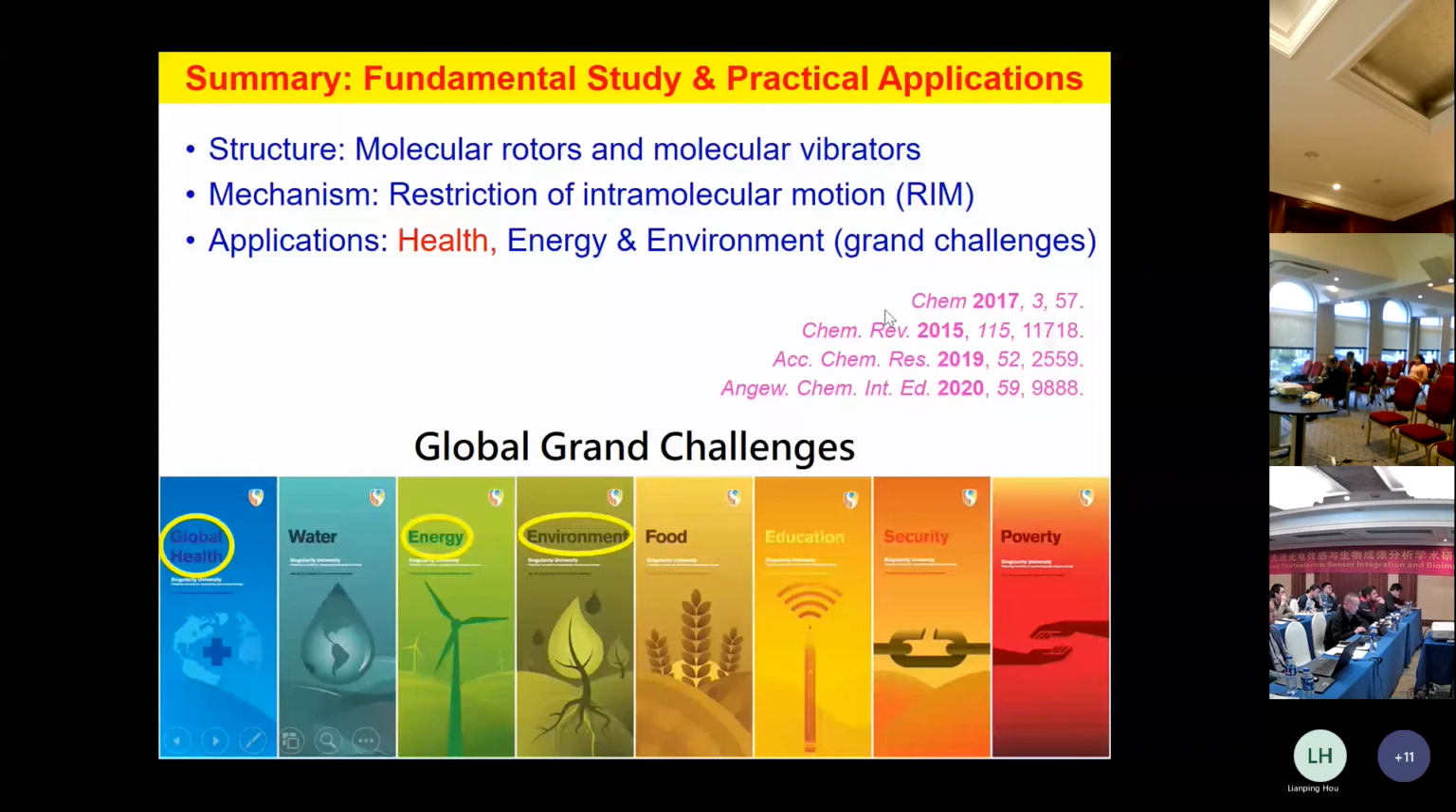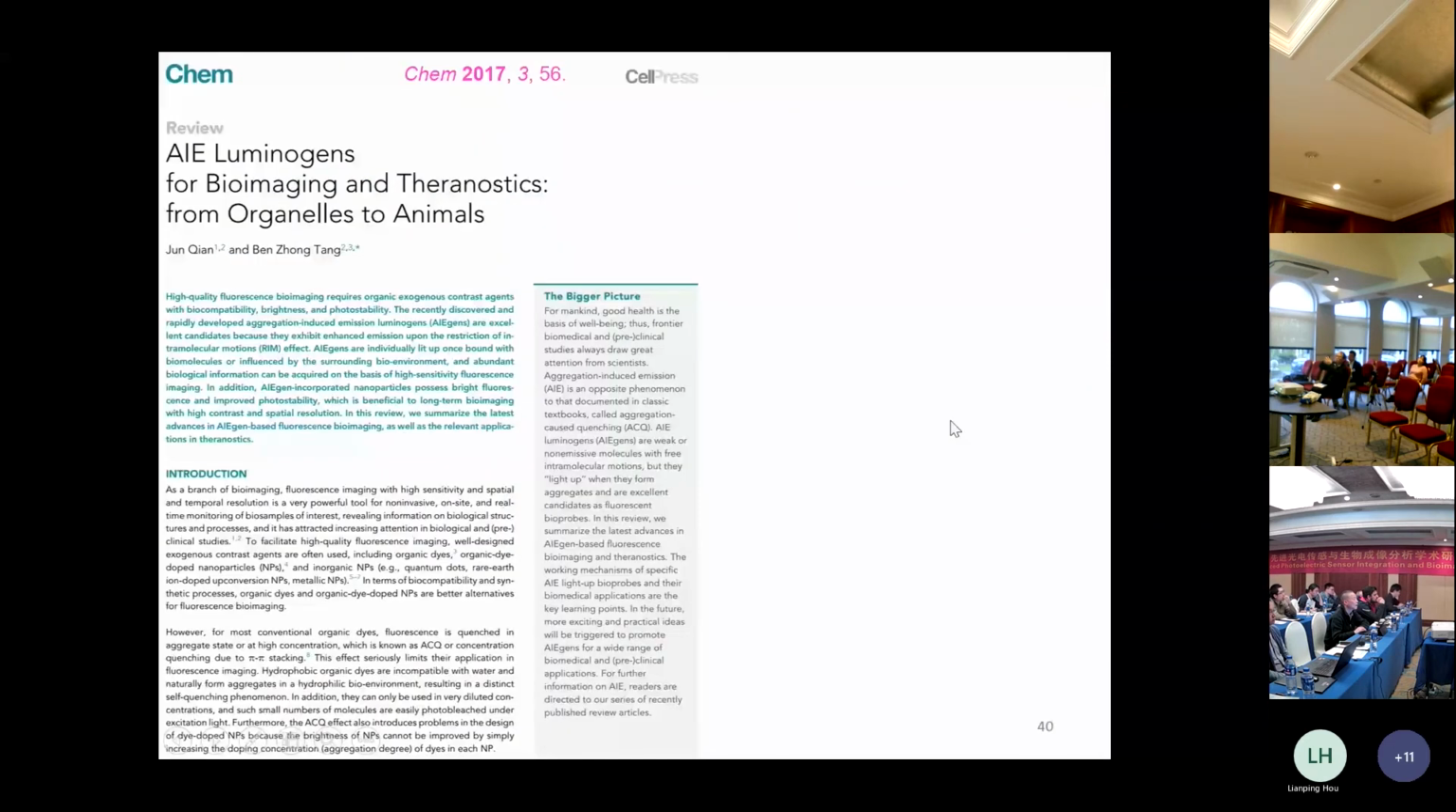If you want to know more, I give you some references here. For example, this Chemical Reviews paper we published in 2015 is a very long review, 232 pages long. If you read that review, you will know the overall picture until 2015. If you want to know newer developments, we have a review published in Cell Press, a few years ago, where we talk about biomedical applications from organelles to animals.